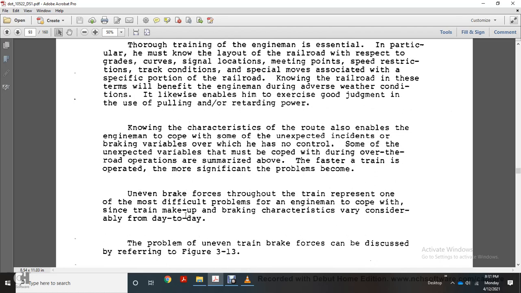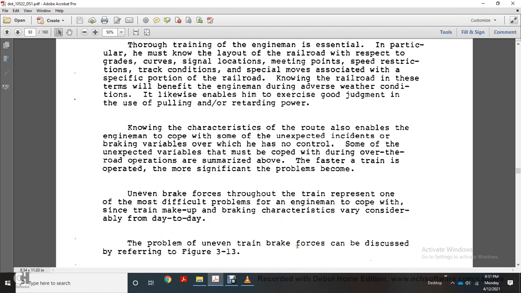Some of the unexpected variables must be coped with during overall road operation, summarized above. The faster the train is operated, the more significant the problems become. Uneven brake force throughout the train represents one of the most difficult problems for the engine man to cope with. A single train make-up of the braking character can vary considerably from day to day.